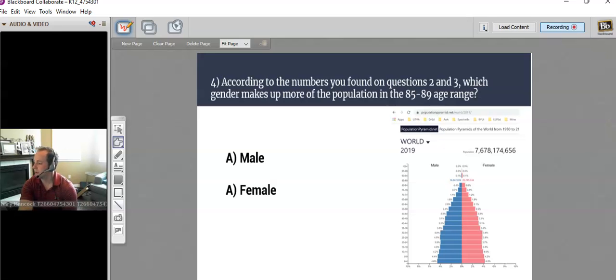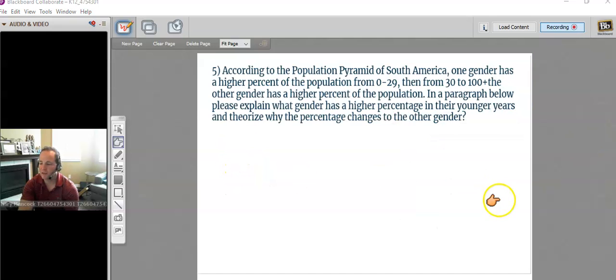Okay. Male or female? And the correct answer is female, okay? So, according to the world population, there are more females than there are males at the 85 to 89 range, okay? So now this is where you have to theorize some stuff. So I'm going to give you access to your writing tool, okay? And I want you to put some stuff on here real quick, okay?